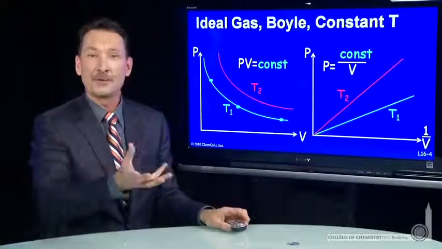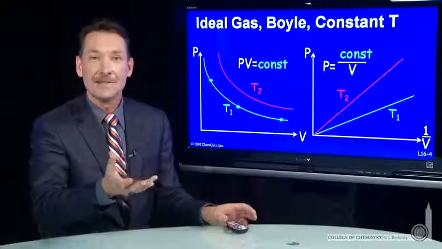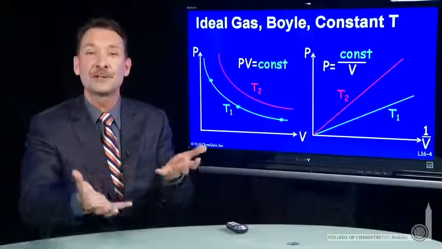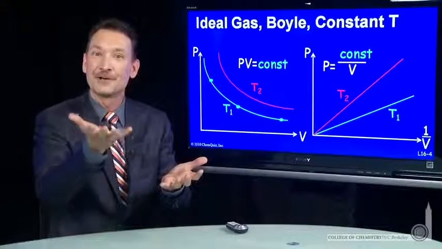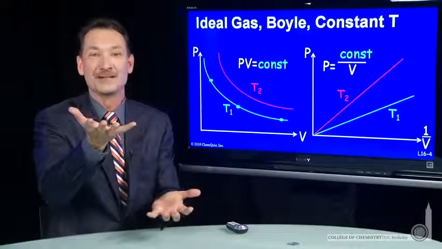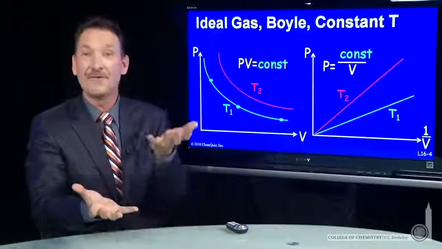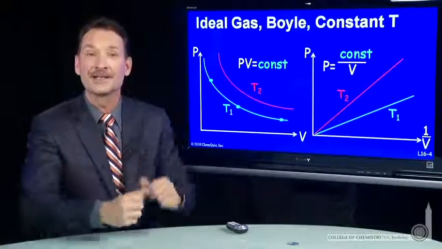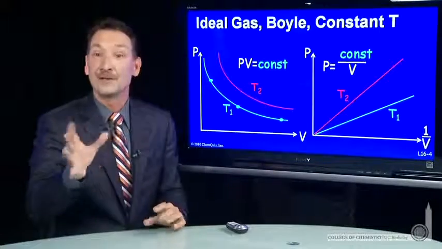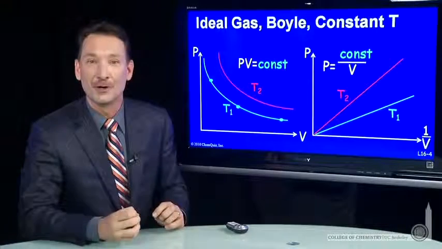Now, the product of pressure and volume being a constant means pressure and volume are inversely proportional. As I increase pressure, volume decreases. Decrease pressure, volume increases. So their product is always a constant. It turns out that's how your lungs work.